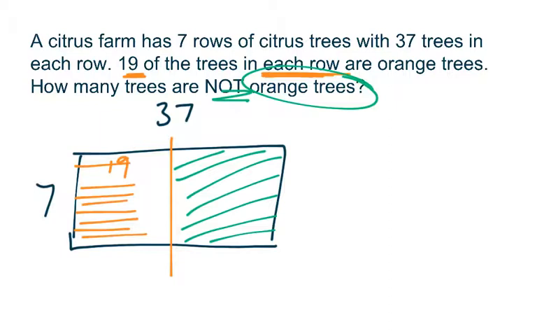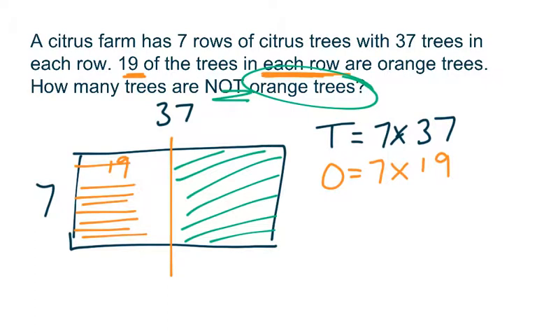One of the methods to solve this problem would be to find the total number of trees. To do that, I would be multiplying 7 times 37. I could then find how many orange trees I have by multiplying 7 times 19. And then I could subtract my total minus my orange trees, and that would give me my not orange.